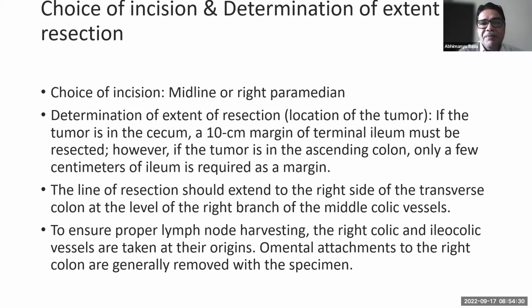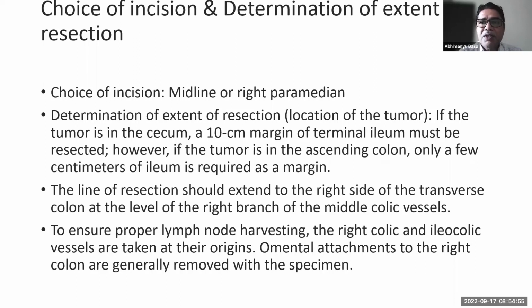If the tumor is in the cecum, I already discussed that a 10 centimeter margin of the terminal ileum is required. However, if the tumor is in the ascending colon, only a few centimeters of the ileum are required as margin, because the terminal ileum is a very important organ. The line of resection should extend to the right side of the transverse colon at the level of the right branch of the middle colic vessel.